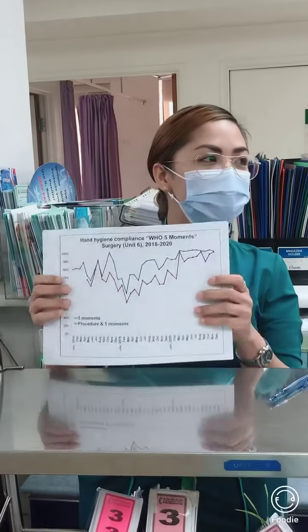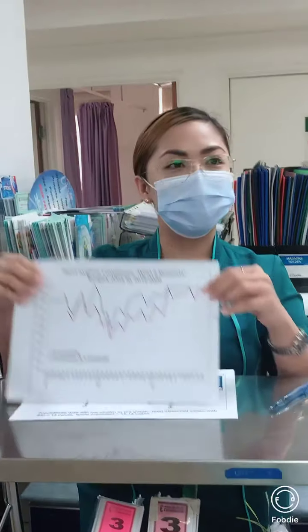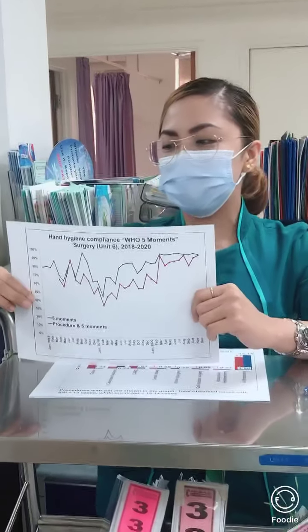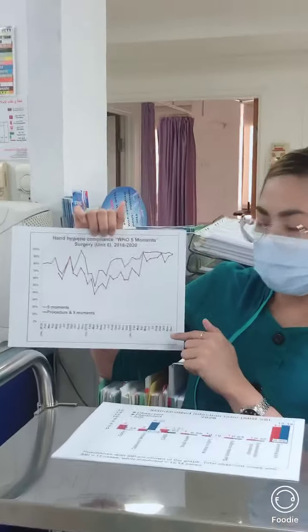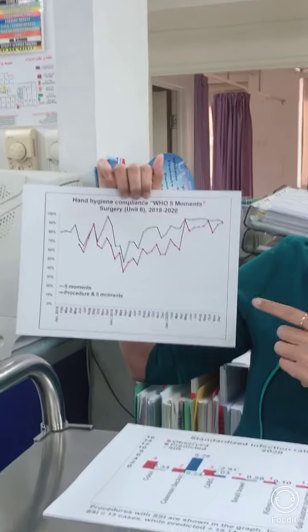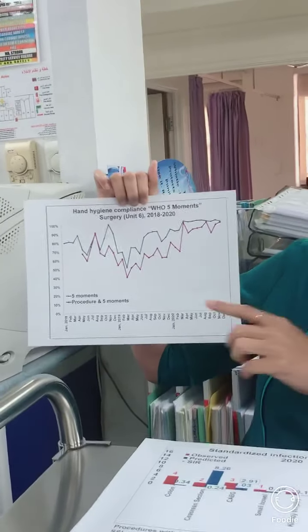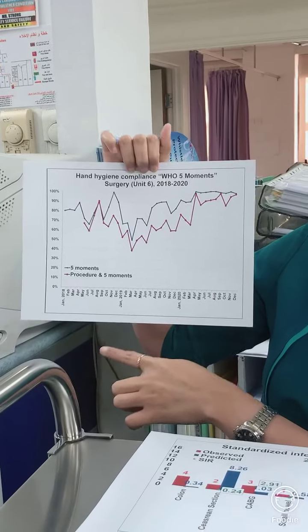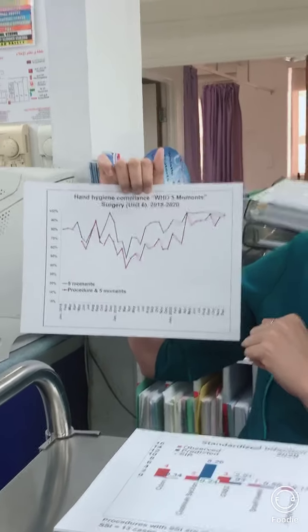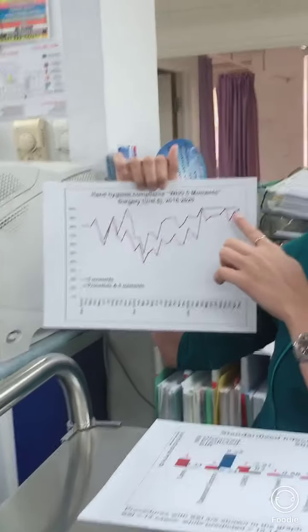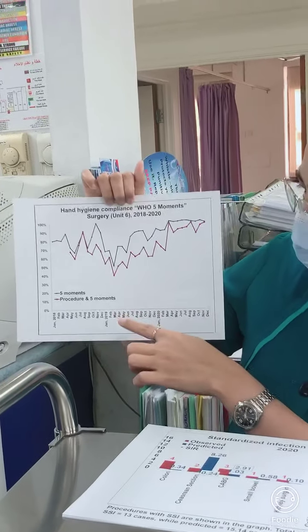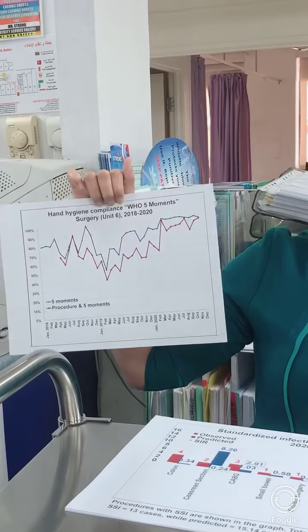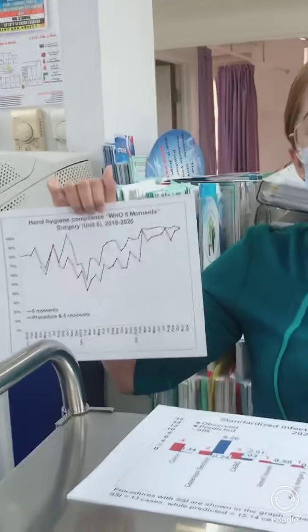So now I'm explaining to you the year end graph. So this one, hand hygiene compliance. For the hand hygiene compliance, we have two lines here, which is the blue and the red. The blue represents the 5 moments of hand hygiene, while the red one is the procedures. So you can see here, from 2018 to the whole year 2020. The 5 moments, you can see that it decreased, but just a little bit. While the procedure of 5 moments, alhamdulillah, it's increasing.